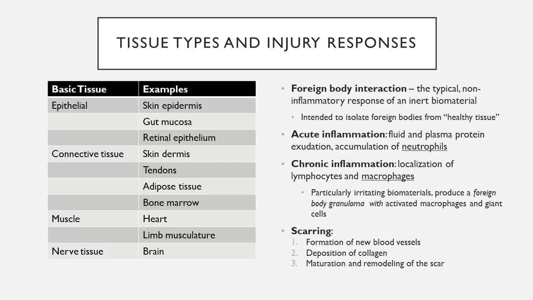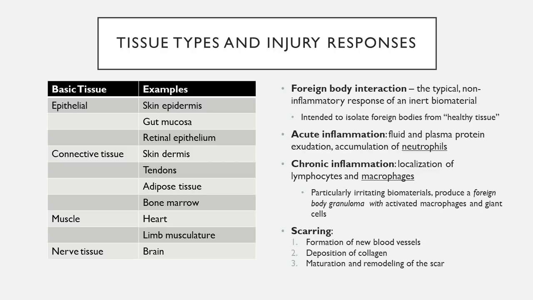Now, before we talk about injury responses to tissues, I just want to briefly go over the 4 different main categories of tissue and then give some examples of them. So one type of tissue could be considered epithelial tissues, where we have examples like the skin epidermis, gut mucosal, the retinal epithelium. You could also have connective tissue, like those found in tendons, adipose tissue, bone marrow, and cartilage. There's also muscle tissue, like those found in the hearts or just various limb musculatures. And then finally, we have nerve tissues like that found in the brain.